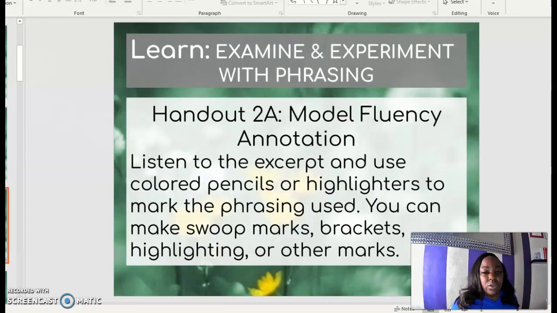You're going to need Handout 2A, Module Fluency Annotation. You're going to listen to the excerpt and use colored pencils or highlighters to mark the phrasing used. You can make swoop marks, brackets, highlighting, and other marks. You want to have them do this inside of their digital notebook, if that's what you're using, because with the digital notebook you can highlight and do all that inside of it. So make sure they're referencing back to their digital notebook.